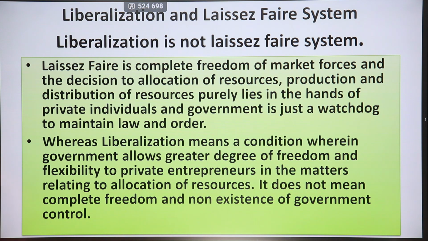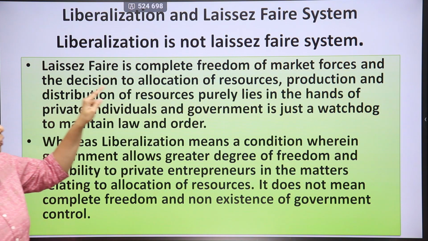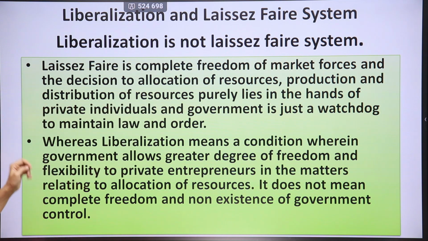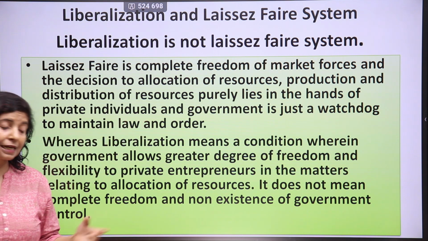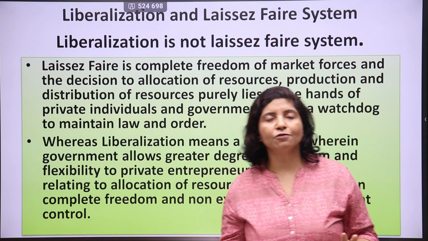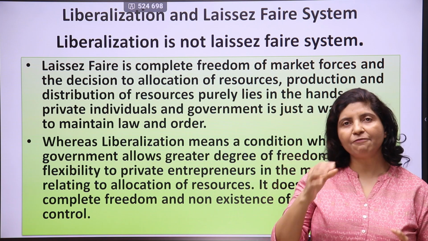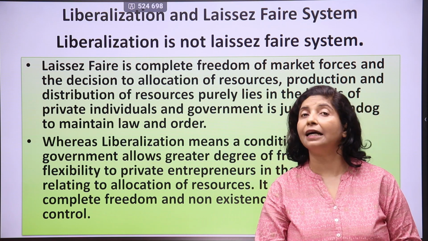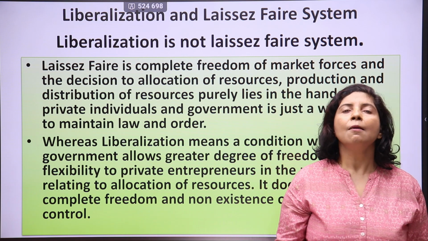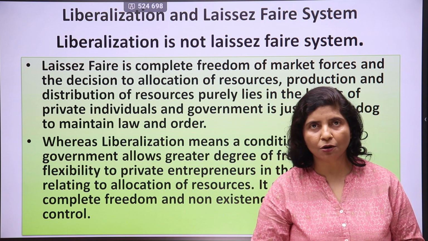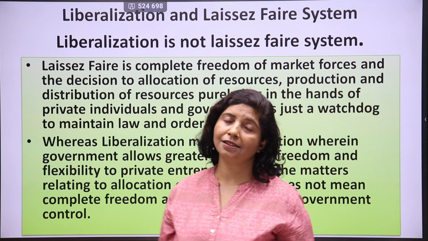Liberalization and laissez-faire system. Liberalization is not laissez-faire. Laissez-faire is complete freedom of market forces, and the decision of allocation of resources, production and distribution purely lies in the hands of private individuals, and government is just a watchdog to maintain law and order. Just like in America, all the market forces are really free over there. When in any economy market forces act freely, that means if the price of any commodity increases, all the producers try to manufacture that commodity. For example, if prices of branded clothes are increasing day by day in all the nations, people are just concentrating on production of branded clothes and branded commodities, and they are not concentrating on production of goods for poor people. That is your laissez-faire type of a thing.